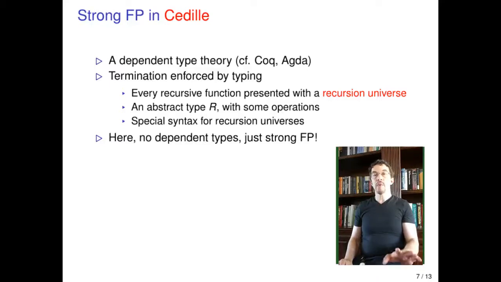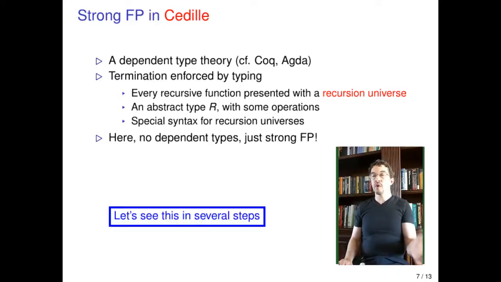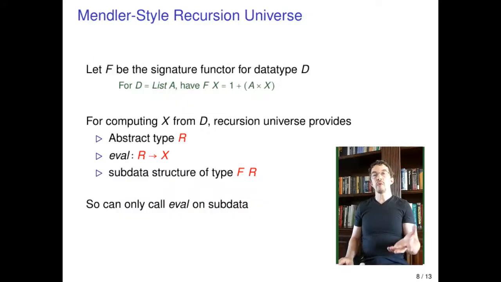So I want to emphasize that even though Cedille is this type theory that lets you do proofs and things like that, independently typed programs, here we're not using any dependent types or any of that kind of machinery. We're just using strong functional programming. Okay, so let's see how this works in several steps. So the first point, we're going to see Cedille's recursion universes. So we start off with something called a Mendler-style recursion universe, okay? And so this is kind of like the underlying interface, and again, Cedille provides a little bit nicer surface language access to this interface, but this is the basic interface that we're relying on.